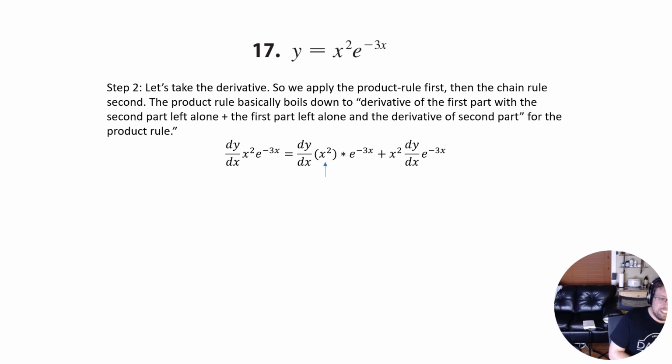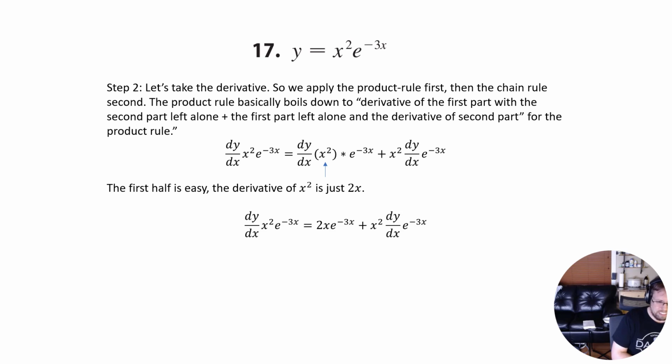And so I also put brackets around the x squared just to specify we're only taking the derivative of just the first term in the first term, and in the second term we're taking the derivative of the second part. So the derivative of the first half, it's really easy. The derivative of x squared is just 2x. You guys probably know that by now.